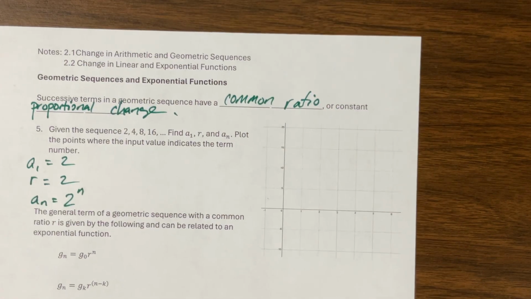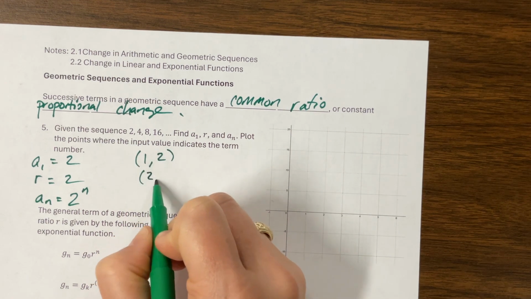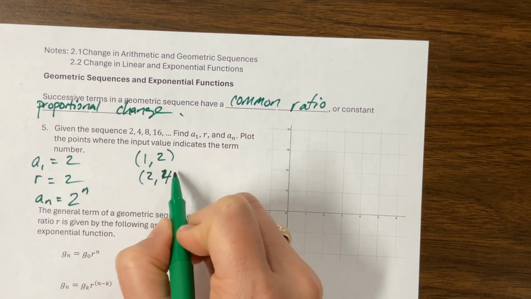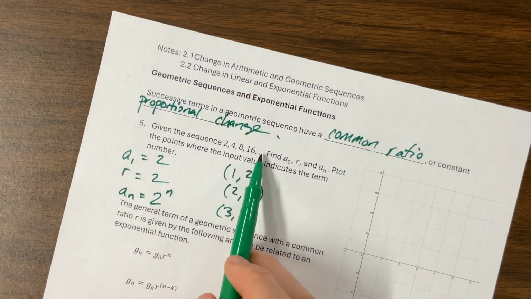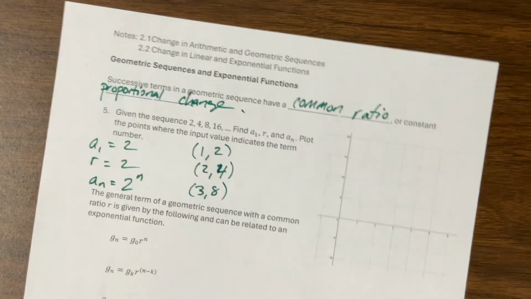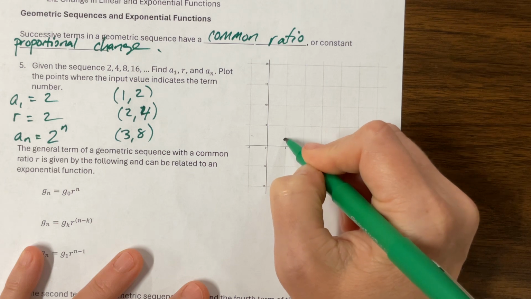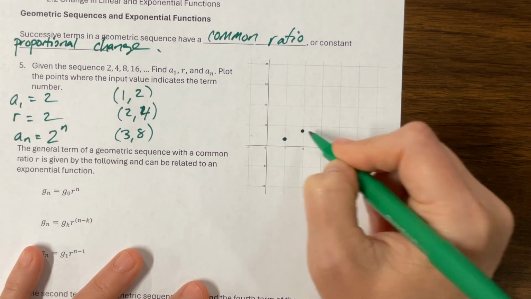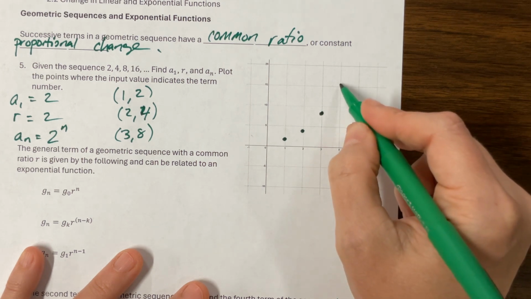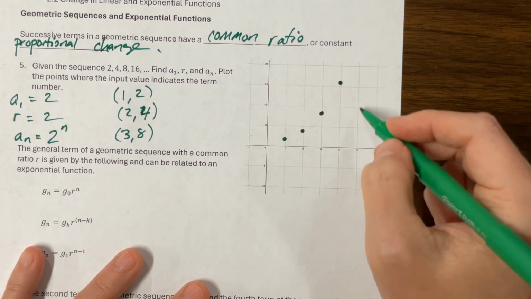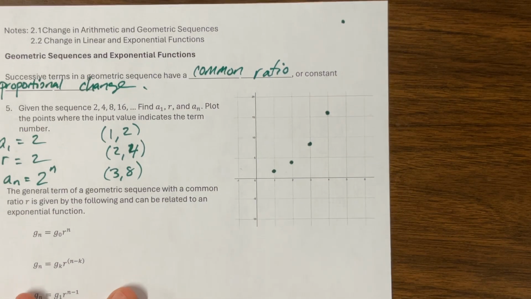And then when I go to plot these points, I'm plotting the point 1, 2, and the second term was not 2, sorry, it was 4. The third term was 8, and so forth. These are the output values, and the input values are what term it is in the sequence. So at 1, we're at 2, at 2, we're at 4, at 3, we're at 8, and at 4, we're at 16. 5 would be at 32, which would be even higher up here. It's not on the graph, but you can see it.